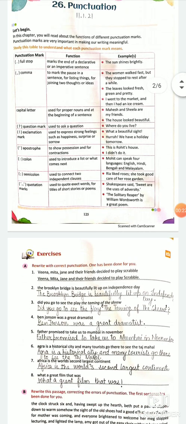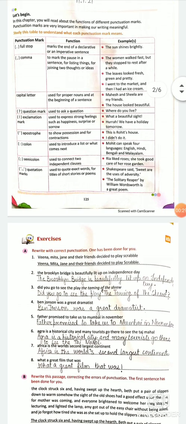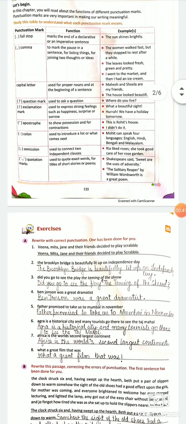Now, we already know the different punctuation marks which we have. Let us consider this table which is given in our book. We have full stop. Full stop marks the end of a declarative or an imperative sentence. Declarative sentence, which is a fact or a universal truth, and imperative sentences, they include orders, commands, requests, right? For example, the sun shines brightly. We put a full stop.